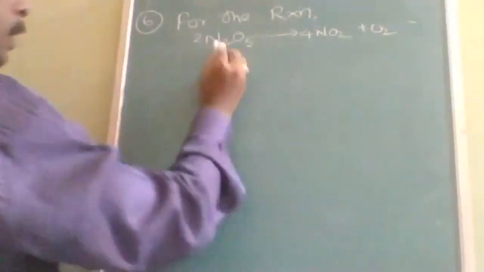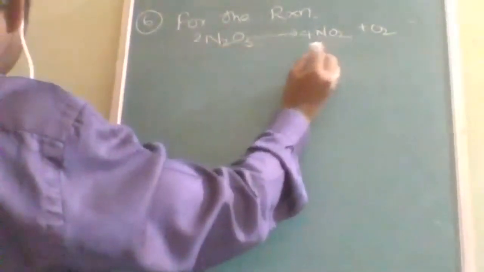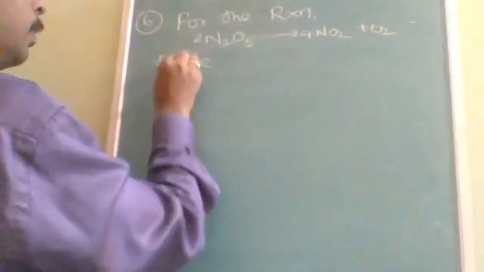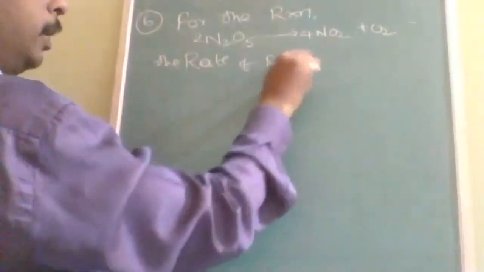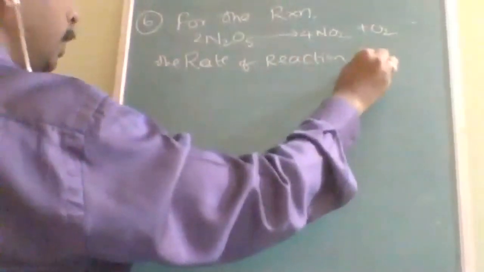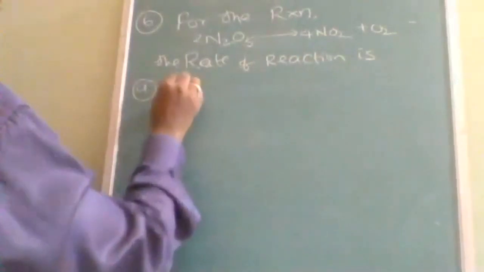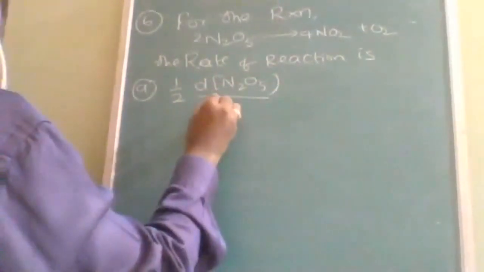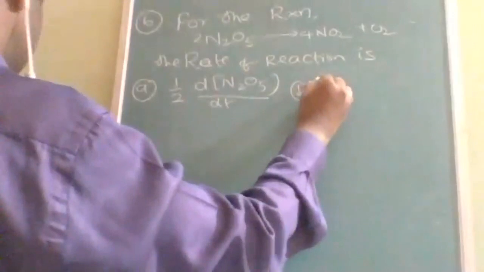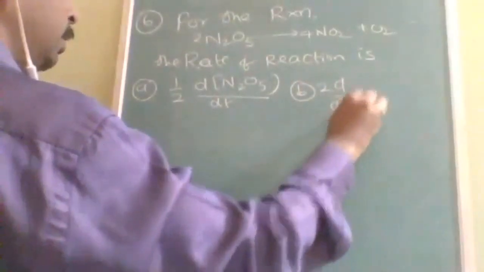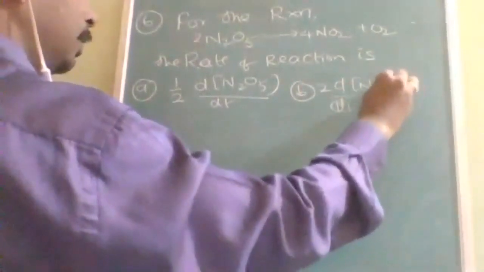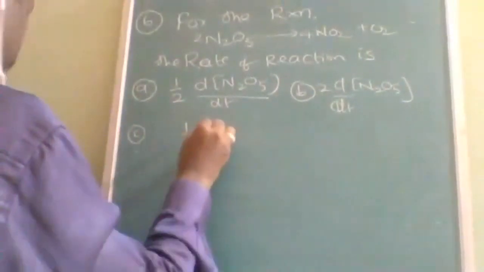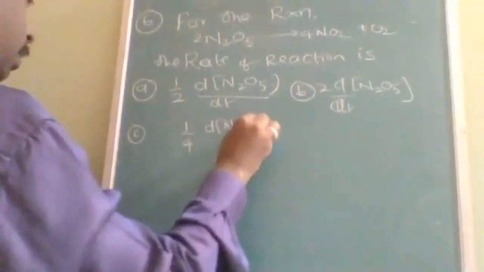Okay, next question is for the reaction 2N2O5 gives 4NO2 plus O2. Then the rate of reaction is, option A, don't get excited with options, your patience is checked in this option, dN2O5 by dt. Option B, 2 into d. I suggest you to control your emotions because these are all just checking your emotion controlling. Option C, 1 by 4 d NO2.